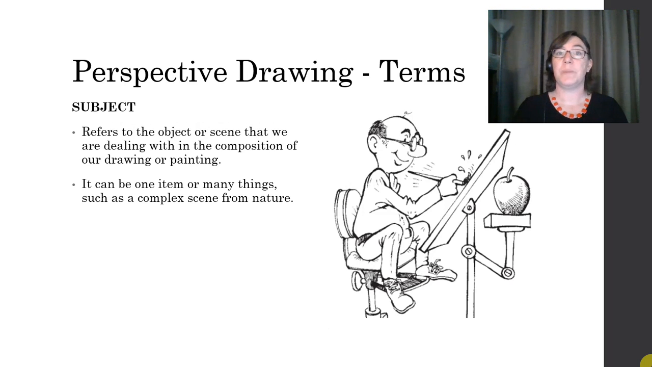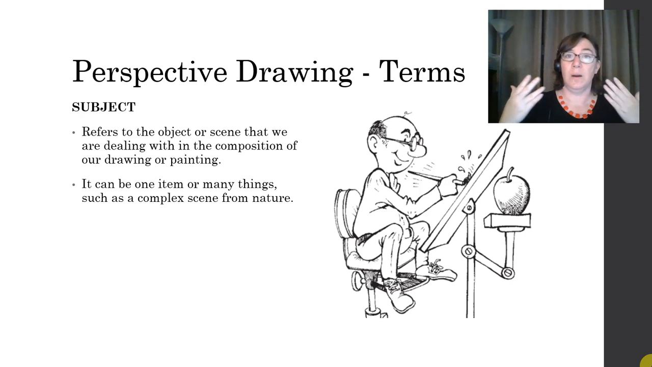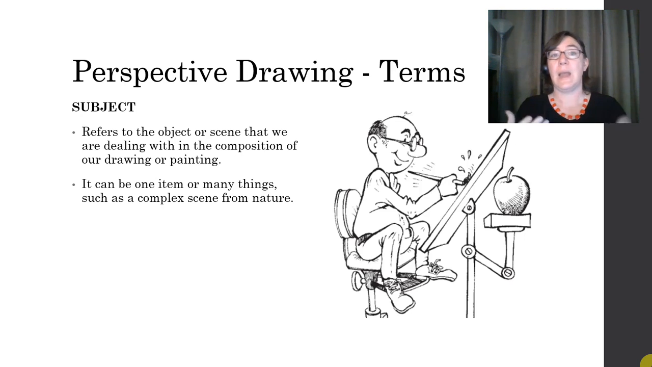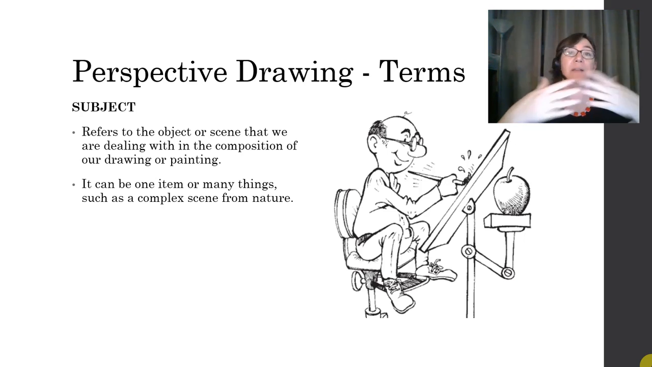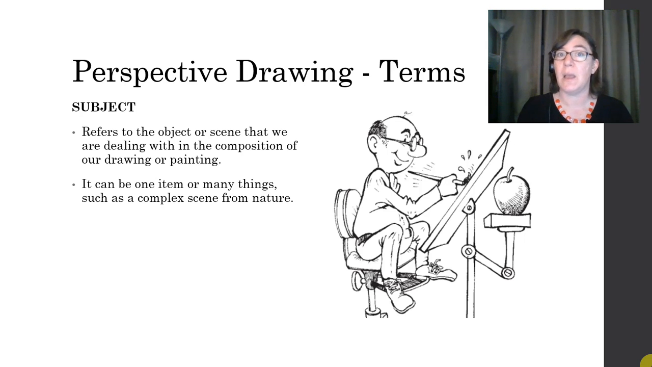Let's move on to some perspective drawing vocabulary. And the first word is subject. The subject refers to the particular object or the scene that we are drawing in our composition. It can be one item. In this example, the subject is the apple. Or it can be a complex scene such as a landscape painting, or in the previous slide, there was a plaza view.